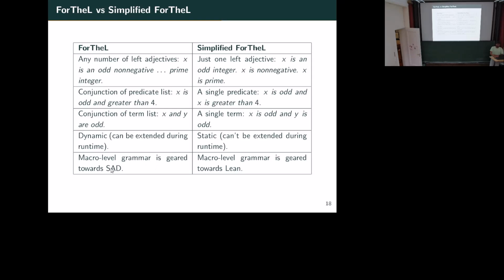And the last is the macro level grammar. By macro level grammar we mean how sentences come together to form paragraphs and how the whole document is structured. FORDL was geared more towards SAD, but since we are working with Lean, we try to follow how documents are structured in Lean, like how example proofs and definitions are arranged. That's how we have structured simplified FORDL, although it's not much because currently simplified FORDL is very small, so we can't say that it has been structured to the fullest extent, but that's what we want to do. We want to focus on Lean.